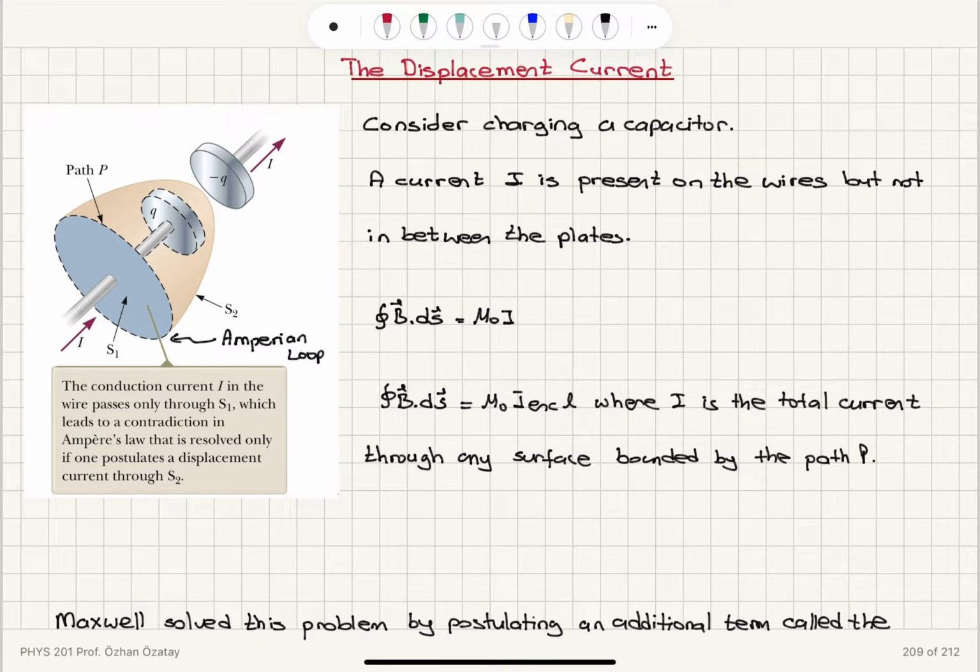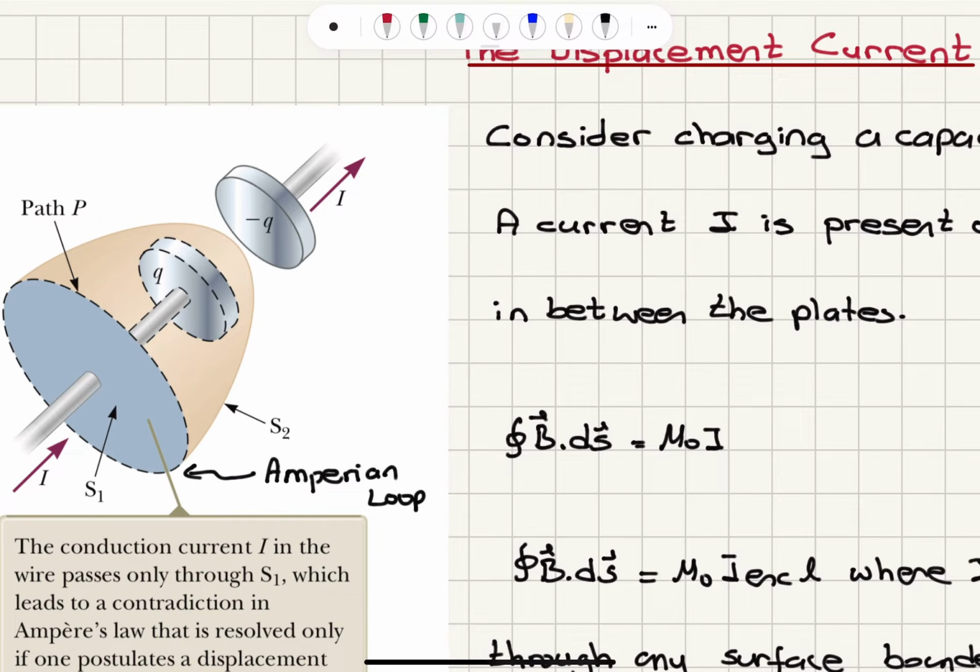The displacement current. Now let's consider the process of charging a capacitor. A current I is present on the wires but not in between the plates, so we will have charge buildup. So plus Q charge is building on this plate, minus Q charge is building on this plate due to this current.